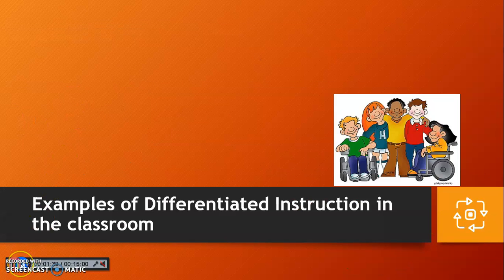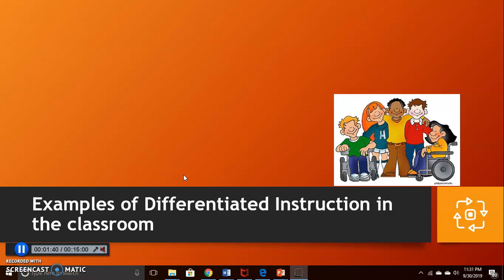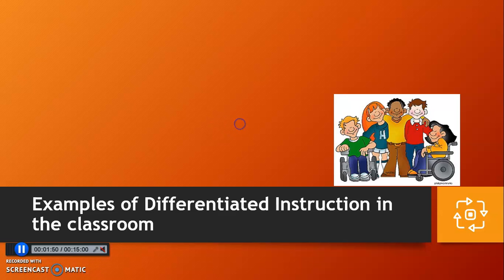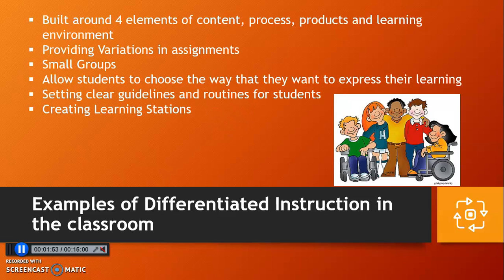So, examples of differentiated instruction in the classroom. It's built around four elements: content, process, products, and learning environment. Some of the things you can do are provide variations in assignments, split into small groups, and allow students to choose the way that they express their learning. You also want to set clear guidelines and routines for students and create learning stations.